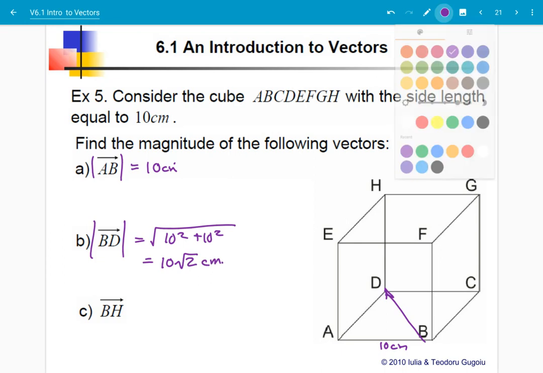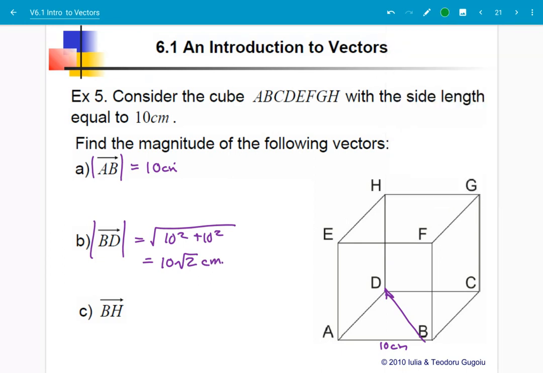And B to H, it's this diagonal here. It's three-dimensional. So it'll be 10 squared plus 10 squared plus 10 squared, 10 root 3 centimeters. There we go.